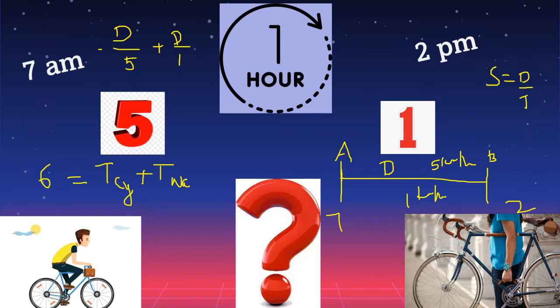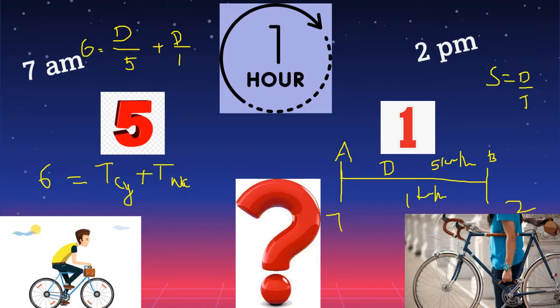So this is nothing else but 6. So you know what 6 is all about. So 7 o'clock to 2 o'clock is totally 7 hours, and 7 hours minus 1 hour. 1 hour is the time taken for me to rest. So 7 minus 1 is 6. So 6 hours, or 6, is equal to d by 5 plus d by 1.